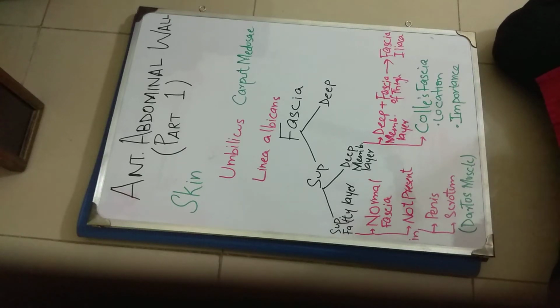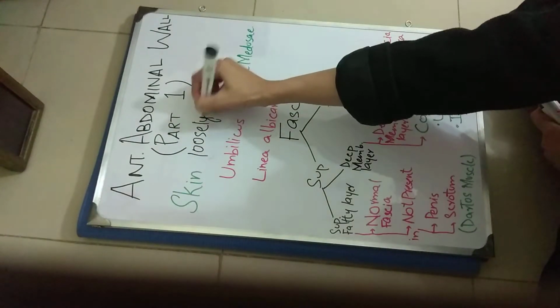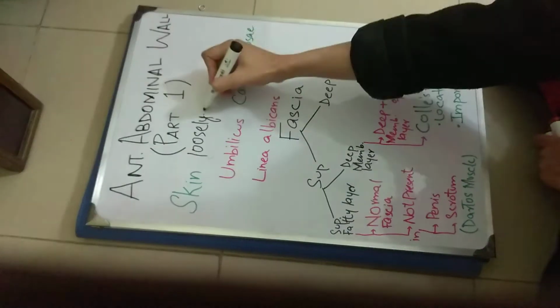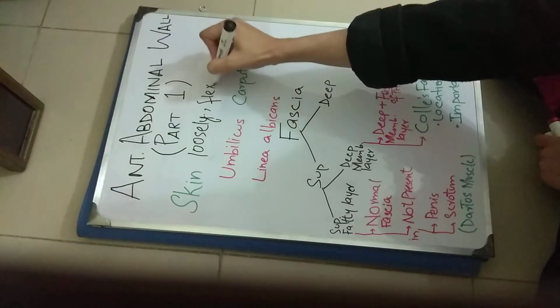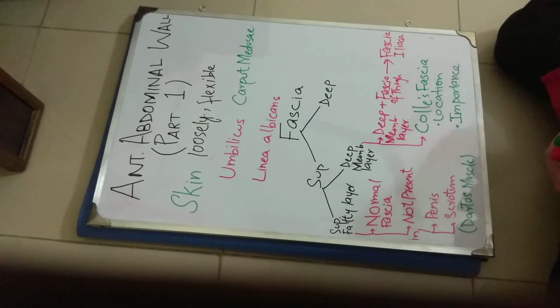Today we'll be discussing the anterior abdominal wall. In this part we will discuss the skin and the fascia, the superficial fascia and also the deep fascia. As we know, in the anterior abdominal wall, the skin is loosely attached to the underlying structures, and it is also flexible, except at the umbilicus.